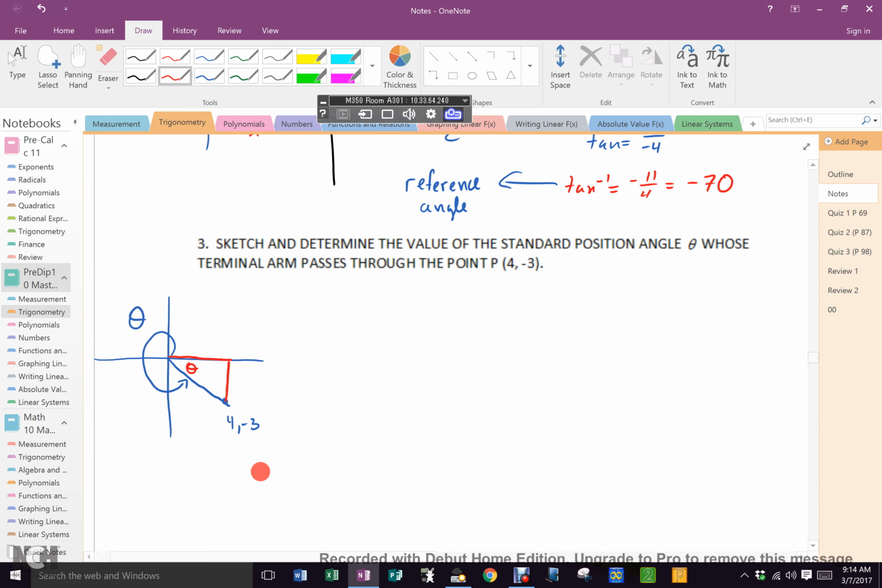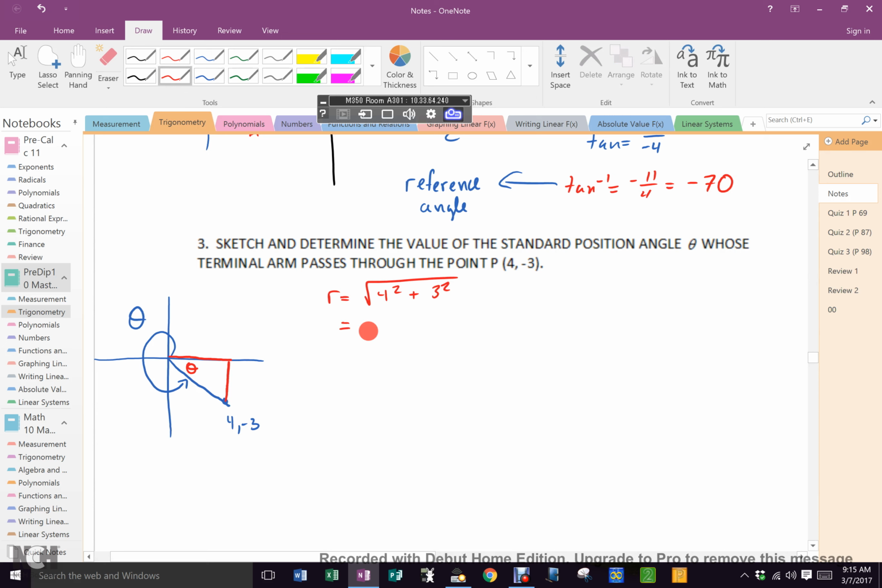Keep working, but would anyone like to offer what they did first? What'd you do first, Max? I found the radius. You found r. Excellent. R is the square root of what? 4 squared plus minus 3 squared. Oops, not minus, plus.